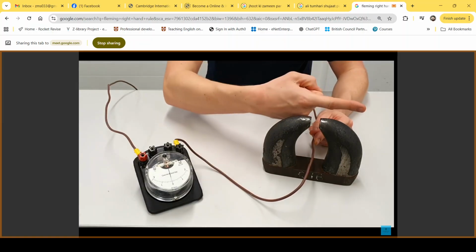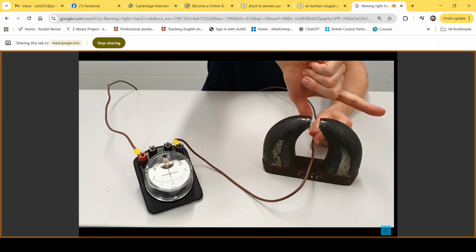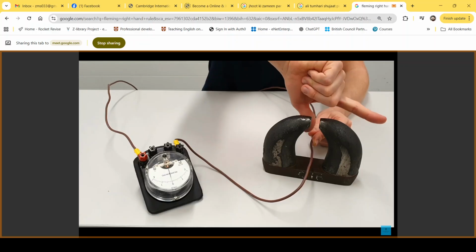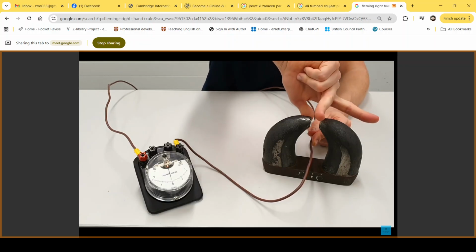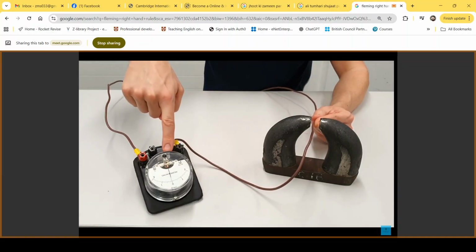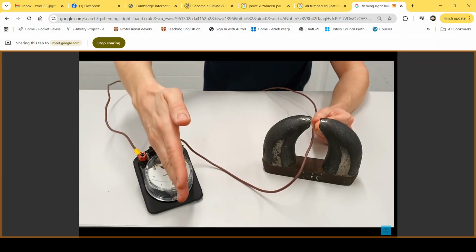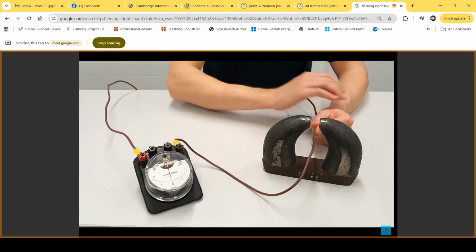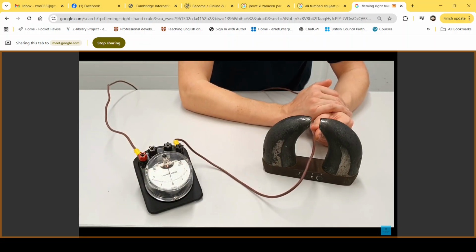We've got the direction of the magnetic field north to south, and we moved our conductor in a downwards direction, so my thumb is pointing downwards. The current should have flowed in this direction down the conductor, so it flowed this way through the galvanometer, which is why the needle deflected that way. So you can see that Fleming's right-hand rule actually works. We can now prove it in the other direction.